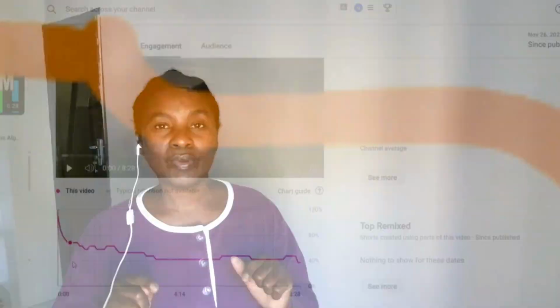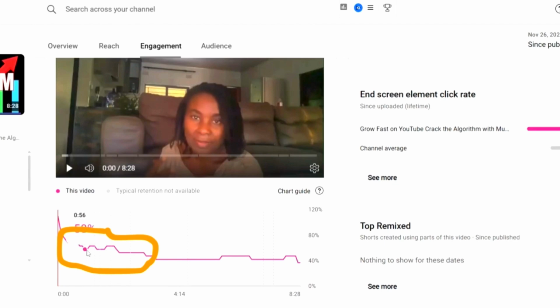On the retention graph, we're going to look at those little mountains that are showing. Those are spikes. That is the audience's language to you. That's the audience communicating with you and literally telling you, I watched this again and again, so give me more of this. And that is where the magic is. That's where it matters.